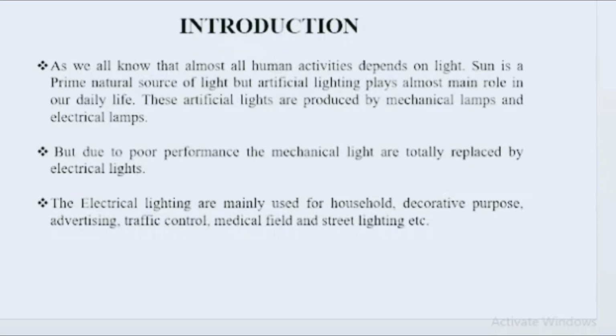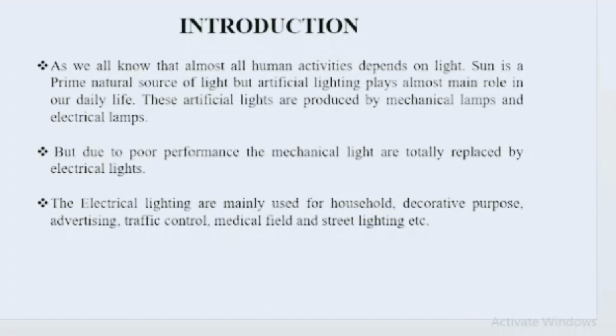For everyday livelihood, light is the essential source for every living and non-living thing. Primarily the natural source is the sun, and artificially we experience two kinds of lights: mechanical lamps as well as electrical lamps. Mechanical lamps are poor in their performance and hence have completely vanished, and only electrical lamps are being used nowadays.